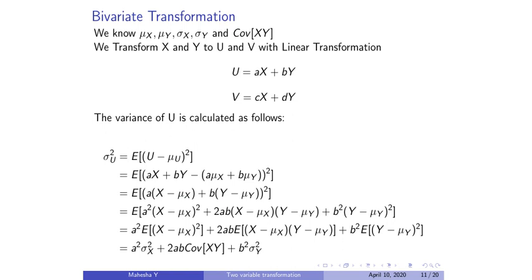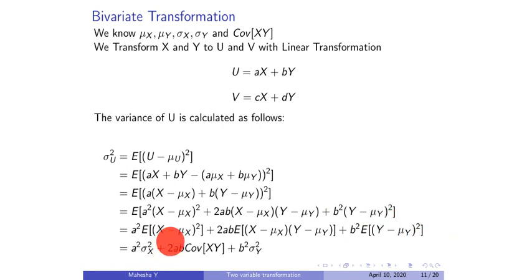So here, a square x minus mu x whole square plus 2ab x minus mu x into y minus mu y plus b square y minus mu y whole square. Now moving the expectation operator inside, I can take a outside, so that will be a square, then expectation of x minus mu x whole square plus 2ab expectation of x minus mu x y minus mu y plus b square is taken outside, so expectation of y minus mu y whole square.